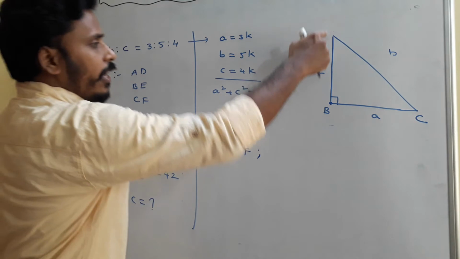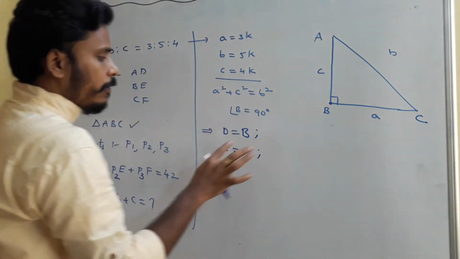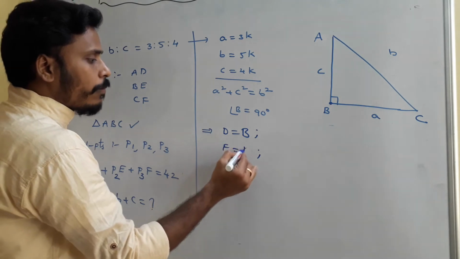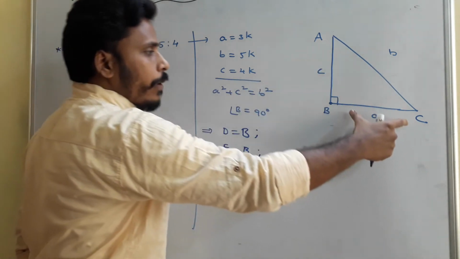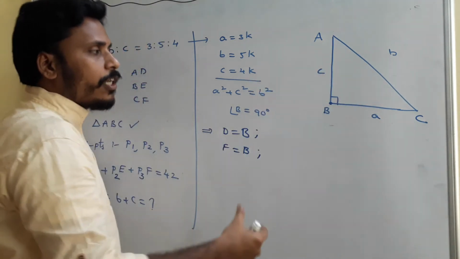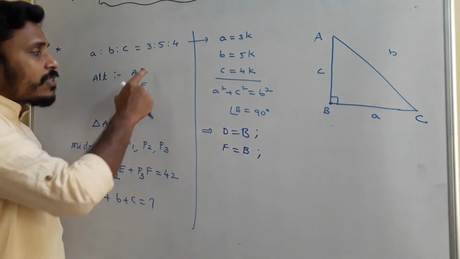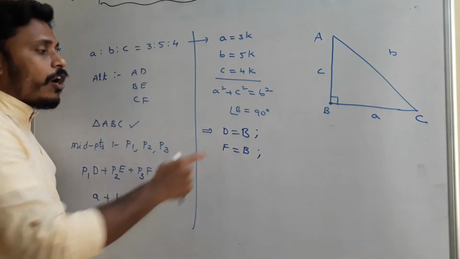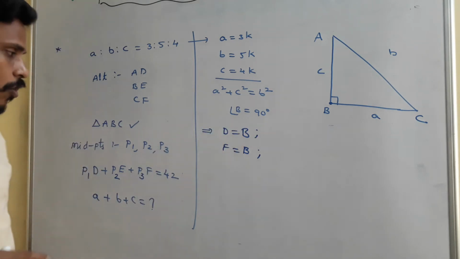AD, and then AB, right? CF is given, and then CB. So D will become B and F also will become B. Why? Because this AD is perpendicular to BC, so for this BC, AD itself is the altitude. For this AB, CB itself is the altitude. Since they are mentioning that AD and CF are altitudes, D is equal to B and F is equal to B. Directly the positions are okay.